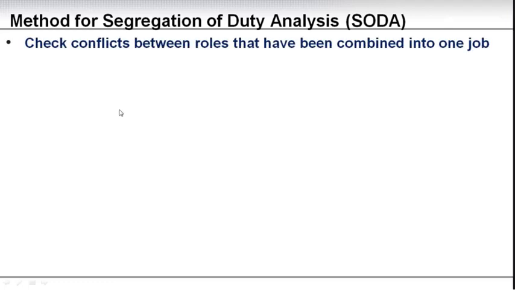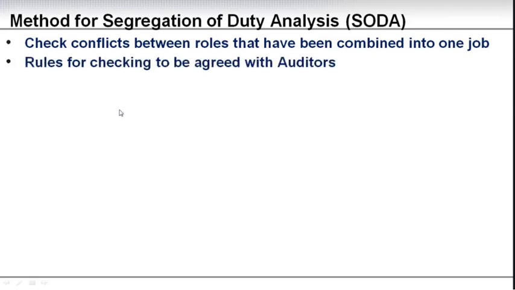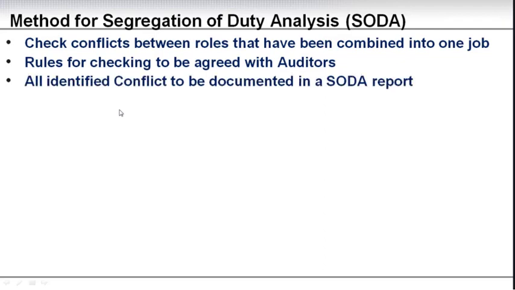So let's look at the method. First of all, you need to check conflicts between roles that have been combined into one job, which we saw on the previous slide in the different combinations. Then you need to be clear on the rules that you will base the SODA analysis on. Those rules should be agreed with auditors. It should be clear to everyone involved in controlling and business compliance in your organization. And all identified conflicts, if any, hopefully none, should be documented in a SODA report.